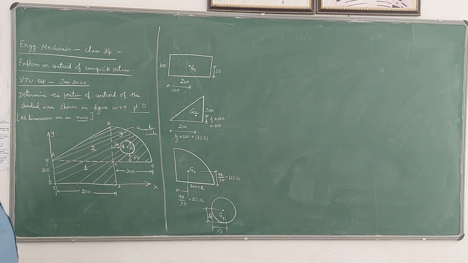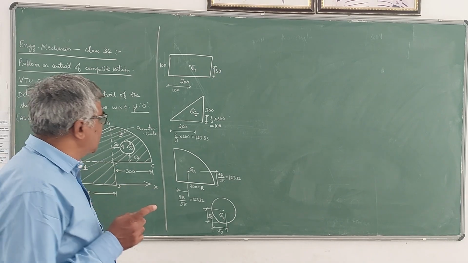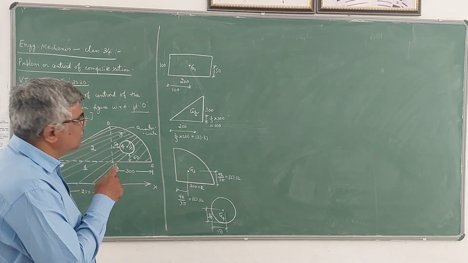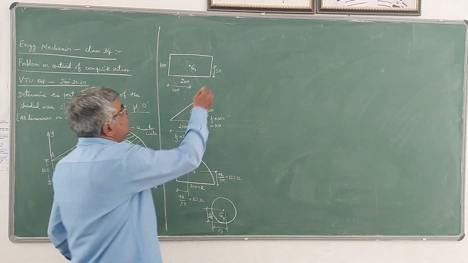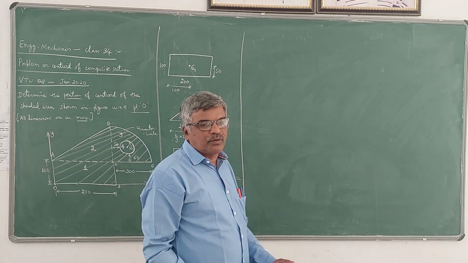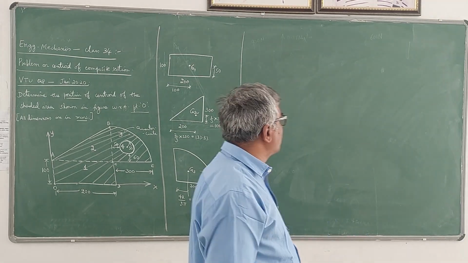So like this, first we have to write down the x distances and y distances of the centroids of simple sections with respect to the x and y axis. Then we can locate the centroid. Now, as usual, I will solve this problem by writing the values in tabular form.